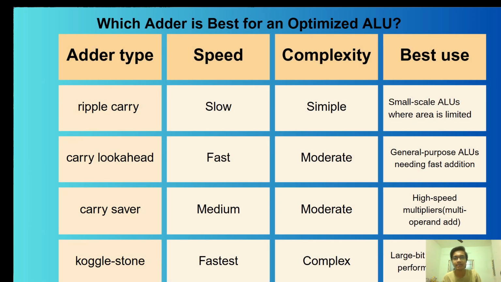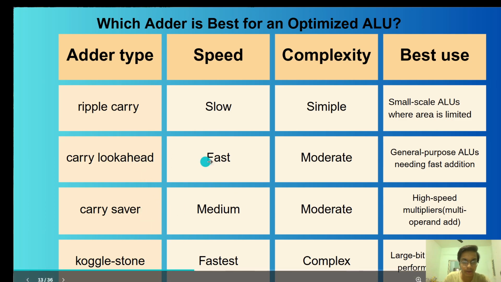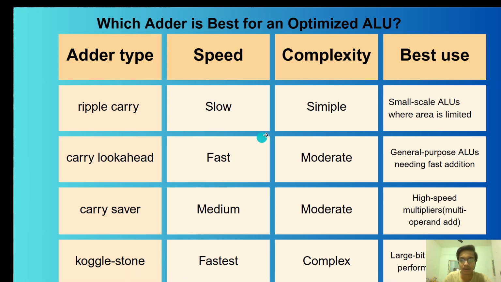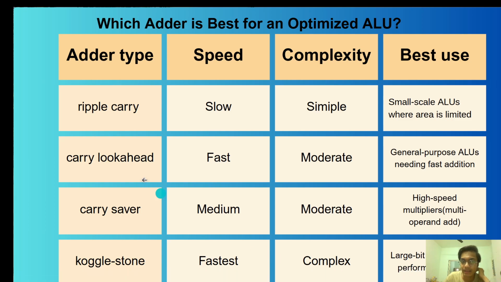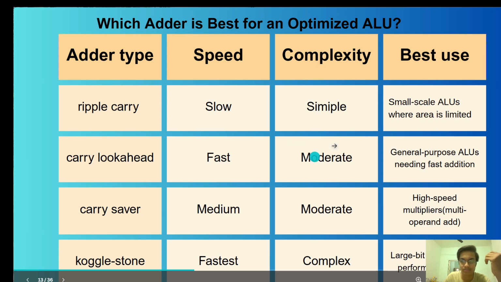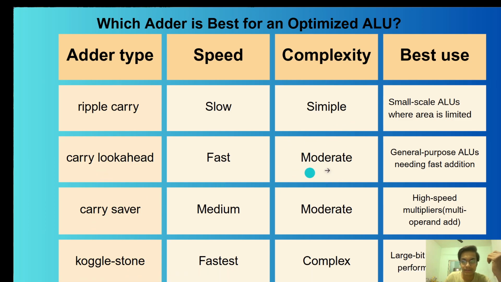So here, which should be used? If you want speed, go with the Kogge-Stone, which is the fastest, and carry look ahead, while carry save and ripple are slow and medium. The most complex one, complexity wise, is Kogge-Stone, while ripple carry is the simplest one, and the carry look ahead and carry save are moderate.